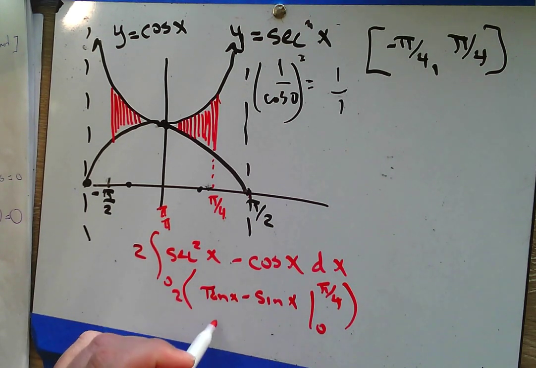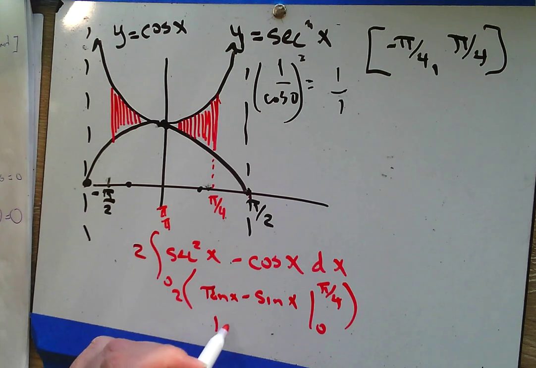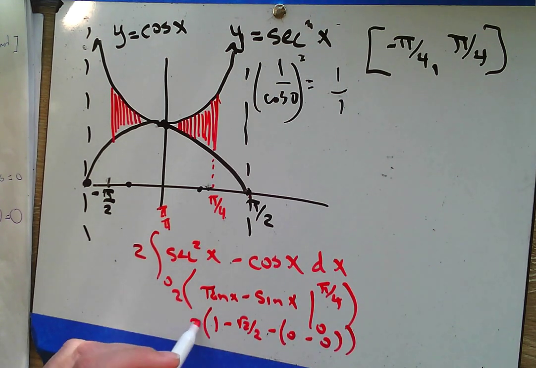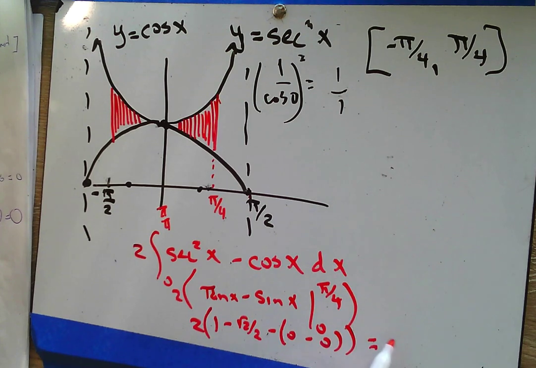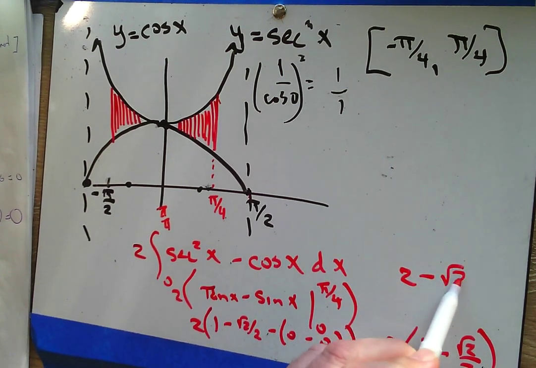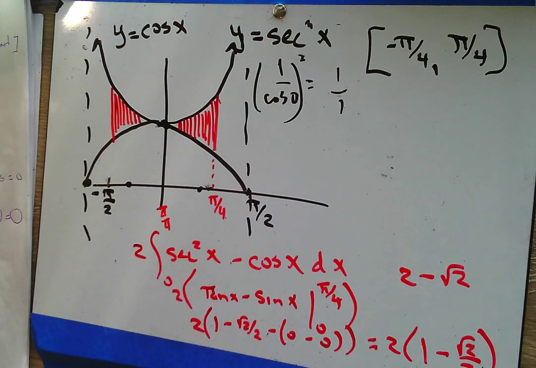Okay, tangent of pi over 4 is 1. Sine of pi over 4 is root 2 over 2. Tangent of 0 is 0. Sine of 0 is 0, times 2. So I end up with 2 times (1 minus root 2 over 2). And no, I'm not going to make a common denominator there, and I'm not going to distribute the 2. I'm just going to leave it like that. You're more than welcome to distribute the 2 if you want. That would give you 2 minus root 2. There's nothing wrong with that answer.